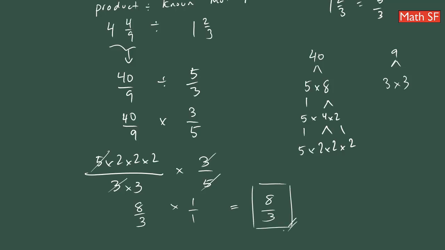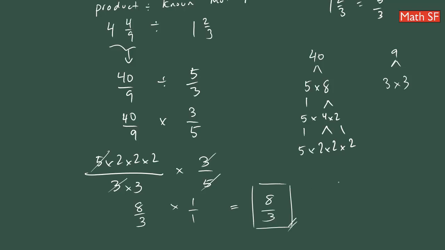Now, what I ideally would recommend is just to leave your number there. However, if you want to give another answer, yes you can, because this is an improper fraction. Then you can convert this number into a mixed number.